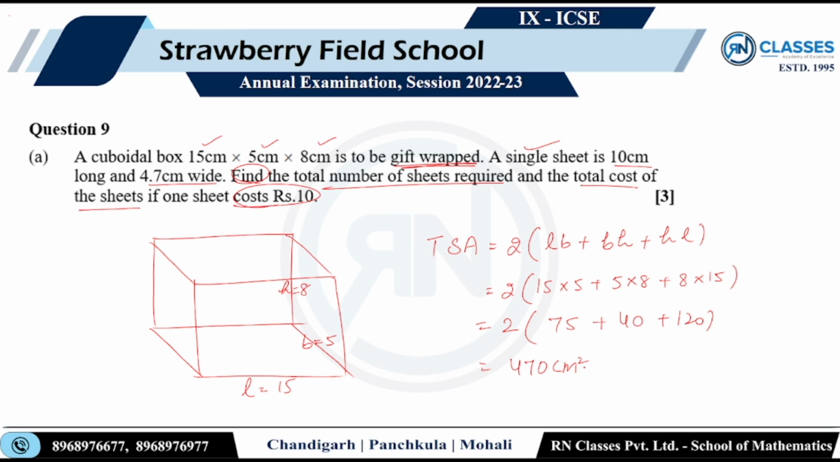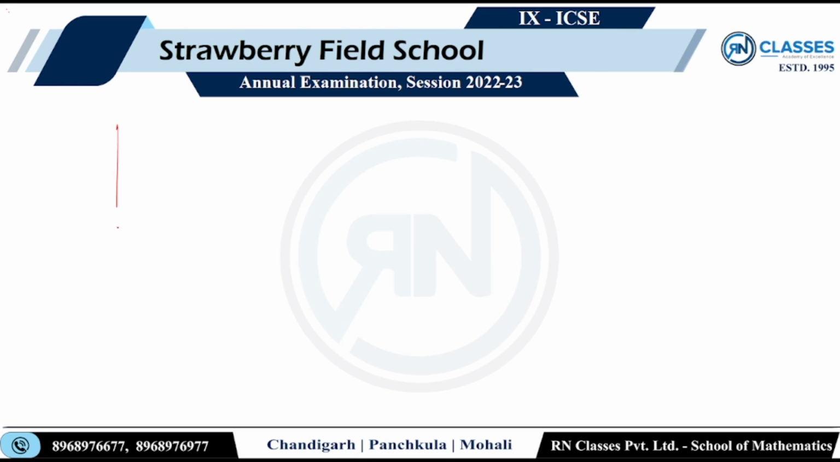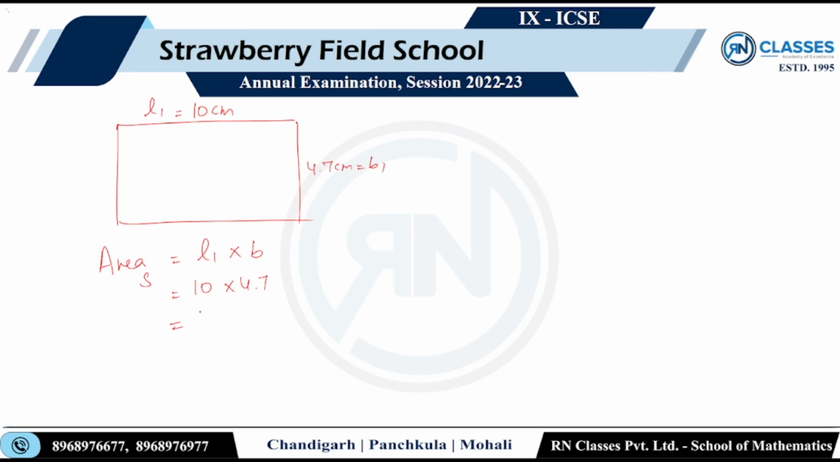Now, इसको मैंने कवर करना है शीट से, राइट? सो शीट की डायमेंशंस मुझे दी हुई हैं 10 सेंटीमीटर, 4.7 सेंटीमीटर्स. सो मैं इसको ले लेता हूं L1 और इसको ले लेता हूं B1. ठीक है, फॉर द शीट. सो इससे कवर करना है, आई कैन फाइंड द एरिया ऑफ द शीट. एरिया ऑफ शीट विल बी L1 into B1. That is 10 into 4.7. That is nothing but 47 centimeters square.